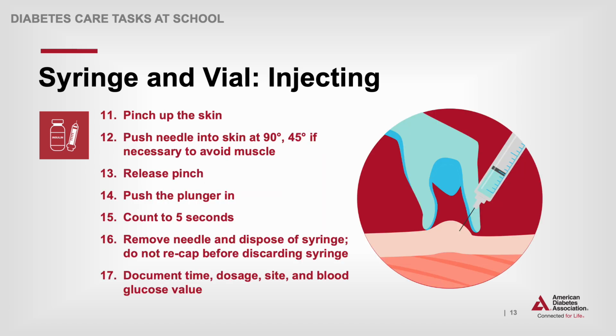Pinch up the skin to avoid injecting into a muscle. Push the needle into the skin at a 90-degree angle. A 45-degree angled approach may be recommended for lean students to avoid intramuscular injection. Release the pinch. Push the plunger in. Count to 5. Remove needle and dispose of syringe as per the student's DMMP and local ordinances. Never recap a needle. Document the time, dosage, site, and blood glucose values.